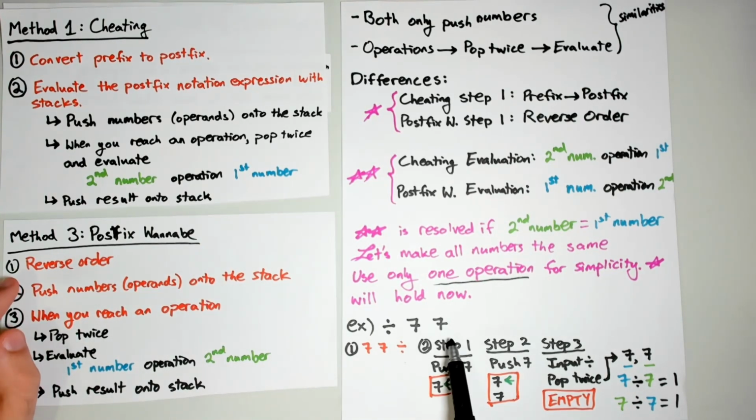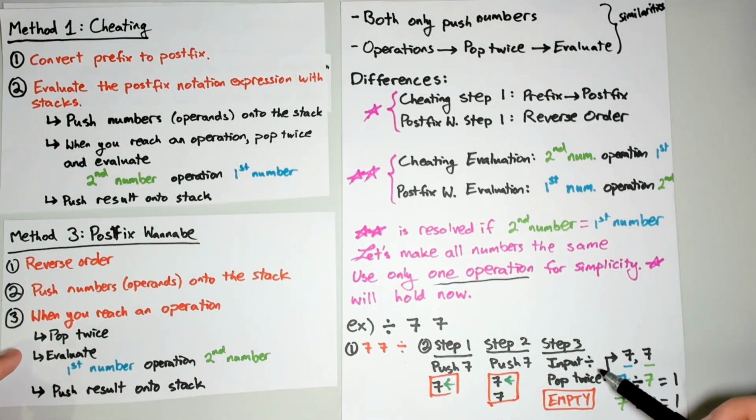Now let's compare it to the postfix wannabe method. So once again, we reverse the order, and because we used only one operation and the exact same numbers, reversing the order, putting this 7 here, this 7 here, this division here, gives us the exact same expression as if we converted this into a postfix expression. Next up, we push the 7. We just push numbers onto the stack in this method as well. So we push the 7, we push the 7, and then we input our division, which tells us to pop twice. So all of these are the exact same.